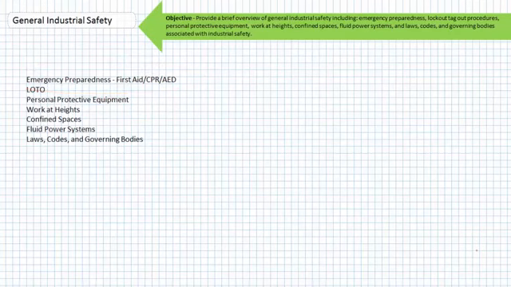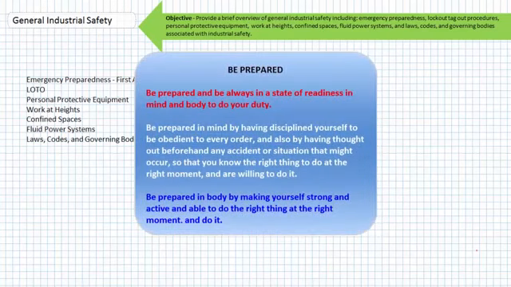The Boy Scout motto says it most succinctly: be prepared. Be prepared and be always in a state of readiness in mind and body to do your duty. Be prepared in mind by having disciplined yourself to be obedient to every order, and also by having thought out beforehand any accident or situation that might occur so that you know the right thing to do at the right moment and are willing to do it.